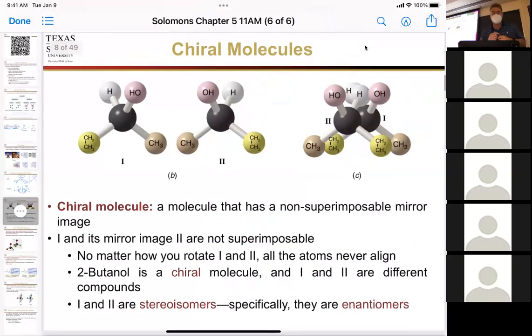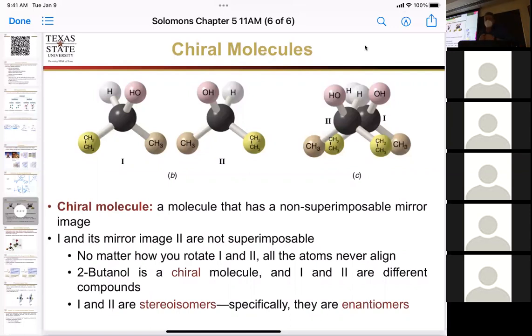So let's talk about chiral molecules. Okay, so a chiral molecule is something that is a mirror image and non-superimposable. So the first rule of chiral molecules is there must be 4 different things hooked to the carbon. If there are 2 of the same thing hooked to the carbon, it cannot be chiral. You will be able to find a way to superimpose it. So we're looking for 4 different things on the carbon, okay?